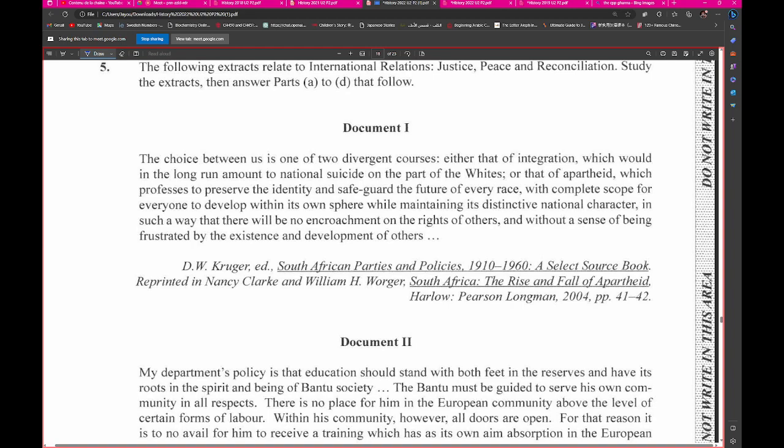D.W. Kruger, right? So this would have been edited here. So what's happening here? So South African parties and policies. What is this talking about?